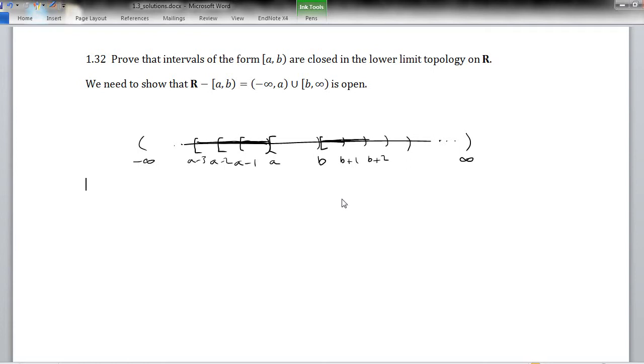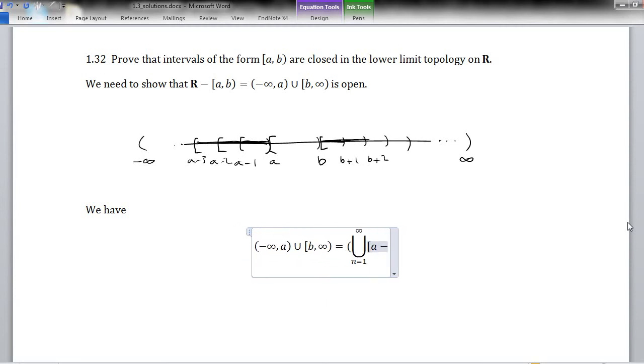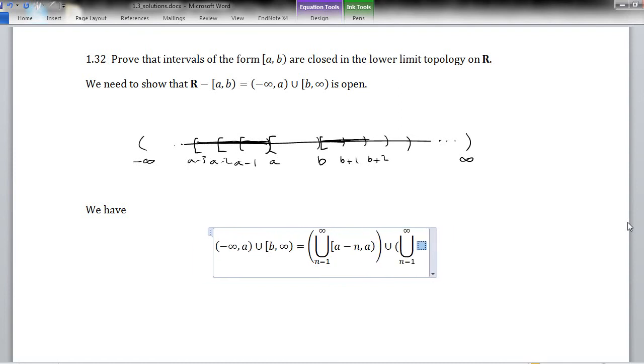Let's just try and write that out in symbols. So let's see, let me copy the complement. Right, there it is, and it's equal to, well, the first interval is the union from n equals 1 up to infinity of the interval from a minus n to a. Okay. And then we want to take the union of that with the union from n equals 1 to infinity of the interval from b to b plus n.